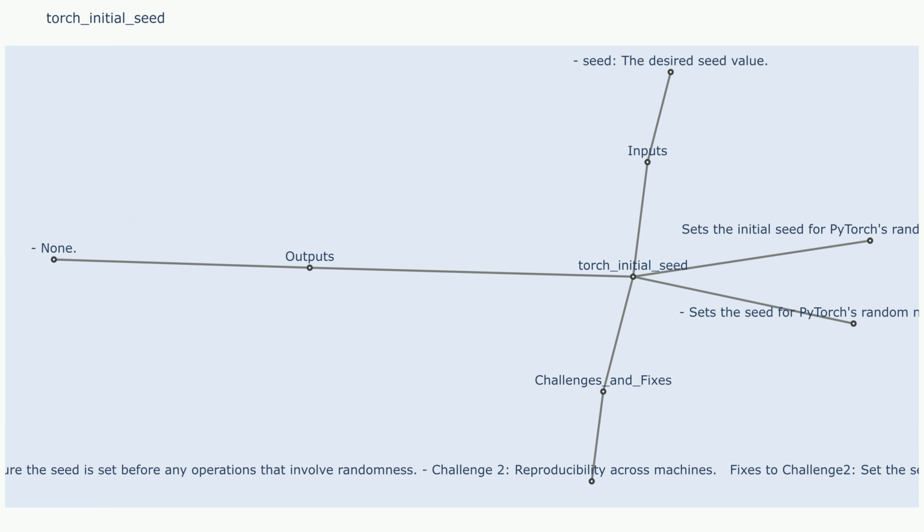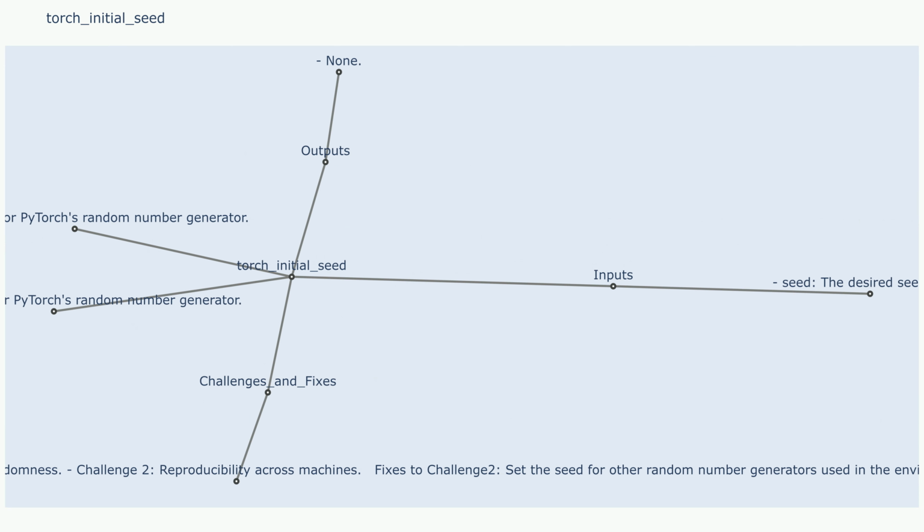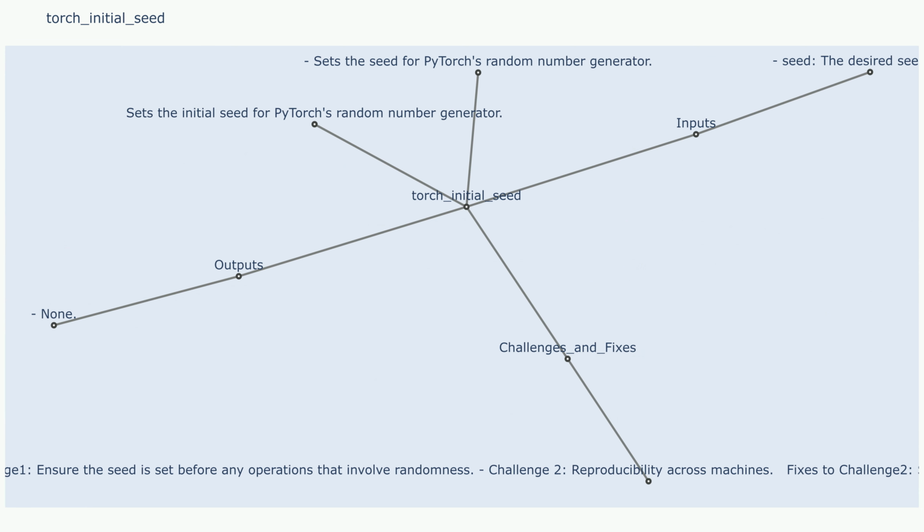Inputs. Seed, an integer representing the initial seed value. This value is used to initialize the RNG state. Outputs. None. The function does not return any value. It directly modifies the internal state of the RNG.